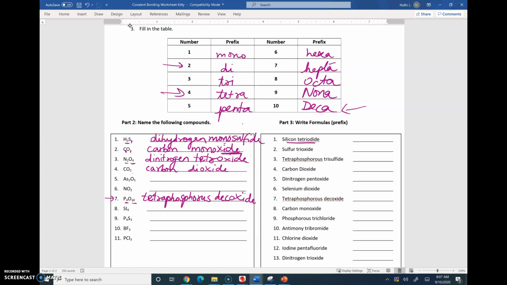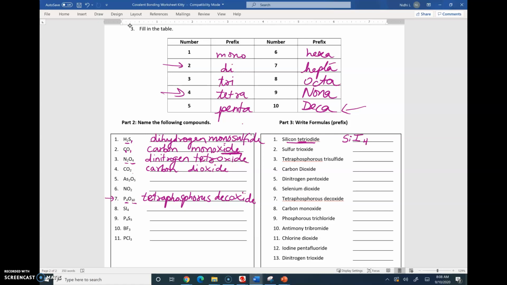So it says silicon tetraiodide. I know tetra is 4. So for silicon, there's no prefix, which means it's 1. And then tetraiodide is I is 4.